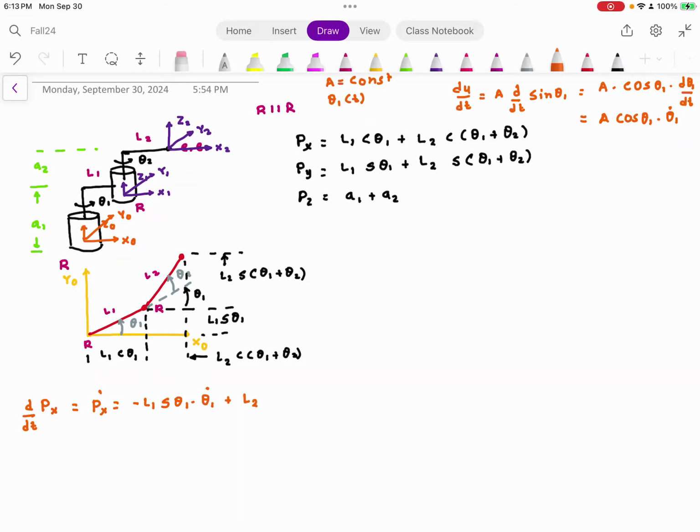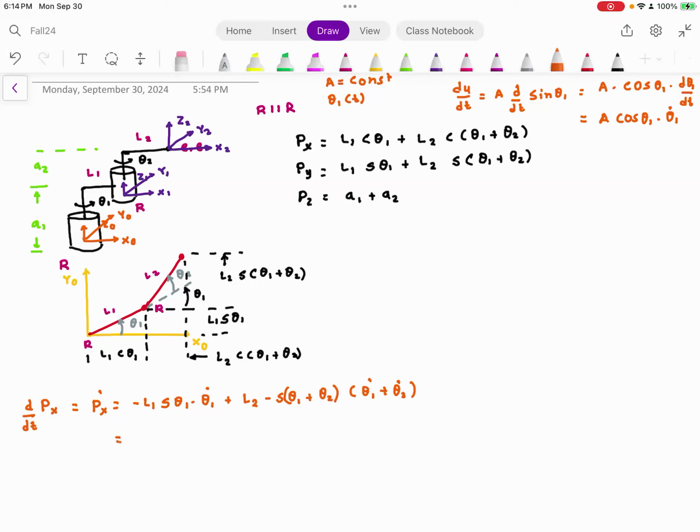So what I need to do is take the derivative of minus sine theta 1 plus theta 2. And then I need to take the derivative of these two, so I will have theta 1 dot plus theta 2 dot. Are you with me so far?